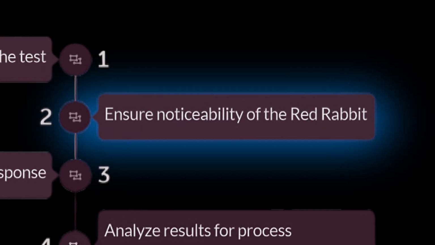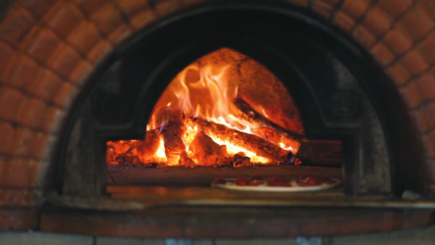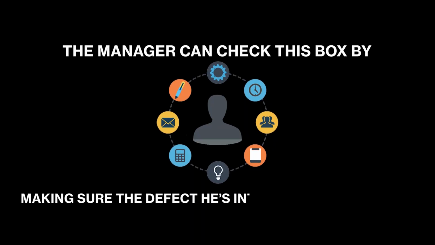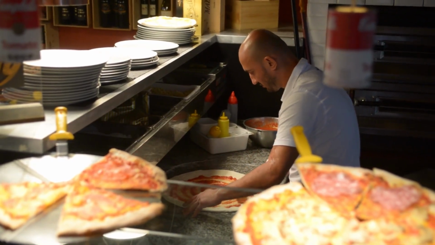More importantly, the manager needs to inform the team that he's introducing the Red Rabbit so they can keep an eye out. Step 2, ensure noticeability. Next, you want to ensure noticeability. In our zero defect pizzeria, the manager can check this box by making sure the defect he's introducing stands out, subtle enough to slip through but prominent enough to catch someone's eye.